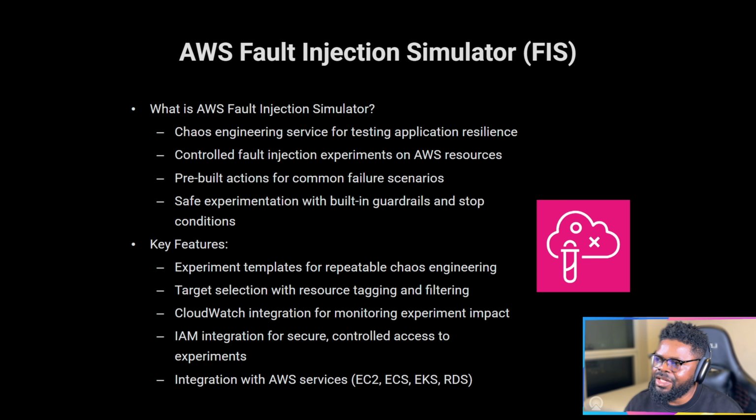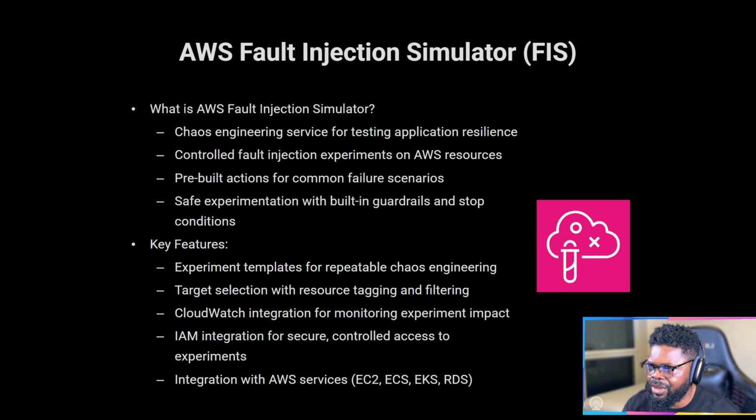So, pre-built actions for common failure scenarios, meaning there are some actions you can already just take advantage of, and safe experimentation with built-in guardrails and stop conditions, meaning there's a point to stop. You can't just run it and blow off your machines. Then experiment templates for repeatable chaos engineering. We're going to see it all just now, but it's very easy to work with.